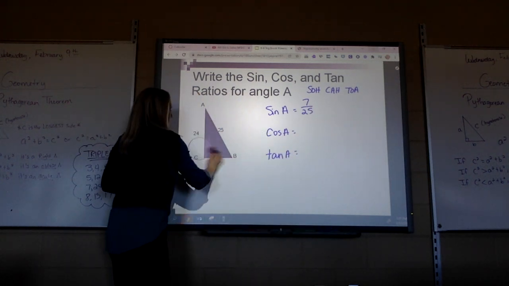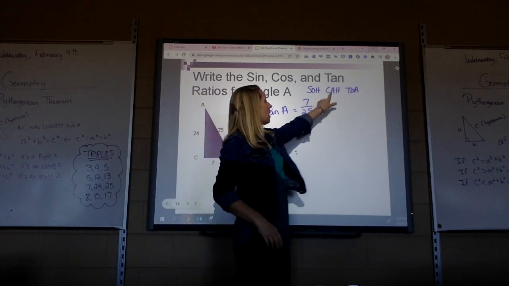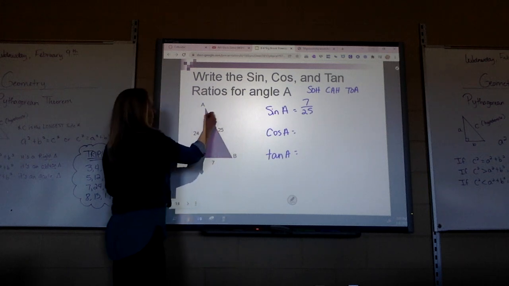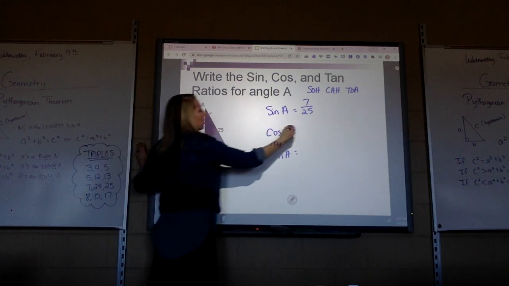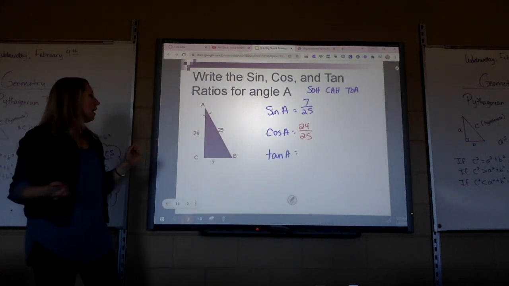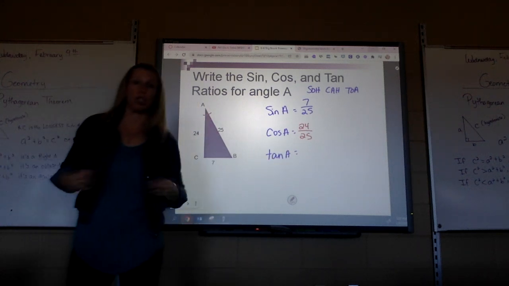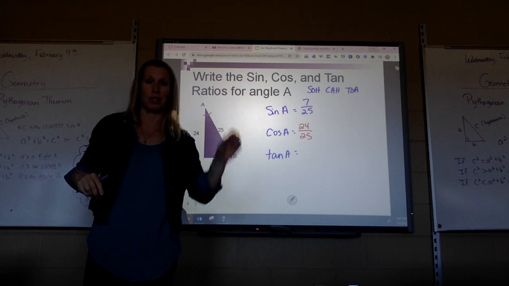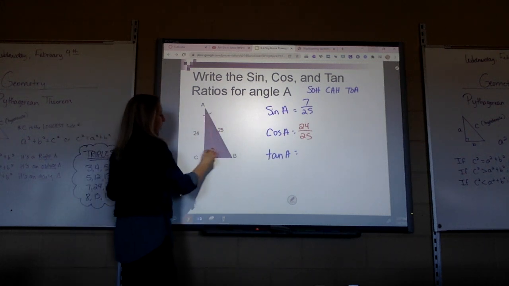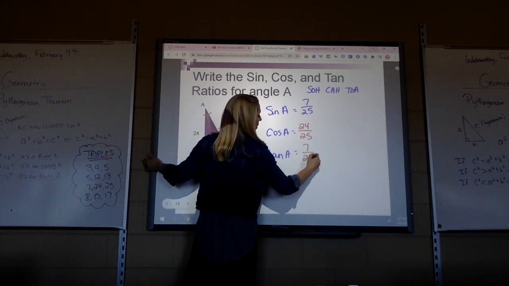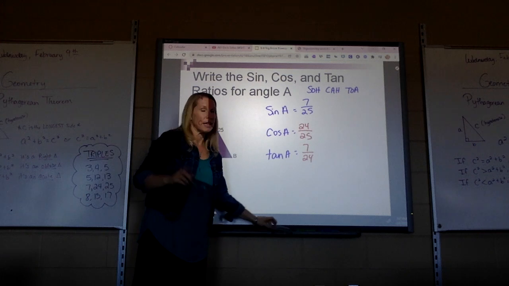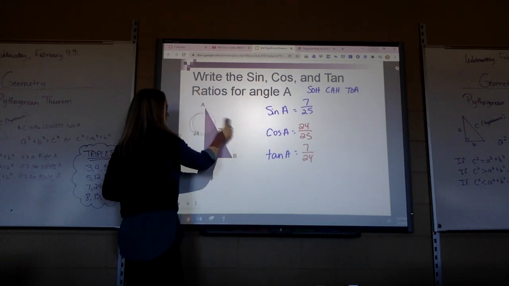Let's try cosine. Cosine is adjacent over hypotenuse. So adjacent of angle A would be 24, and the hypotenuse is 25. And then I want tangent. Remember, tangent is TOA, no hypotenuse, opposite over adjacent. So the opposite side is 7, the adjacent side is 24. So that's how you do the trig ratios.